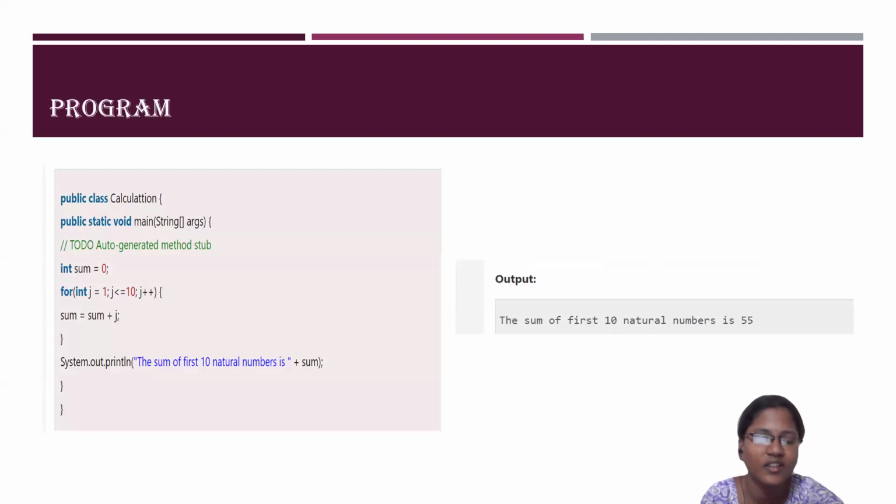I have the same program, class calculation and a main function, and I have declared a variable called sum equal to 0, and I have written a condition like int j equal to 1, j less than or equal to 10, and j plus plus. If this condition is satisfied, then it enters the block and performs the operations like sum is equal to sum plus j, and after this it will print the sum of the first 10 natural numbers plus sum, and the output is the same.